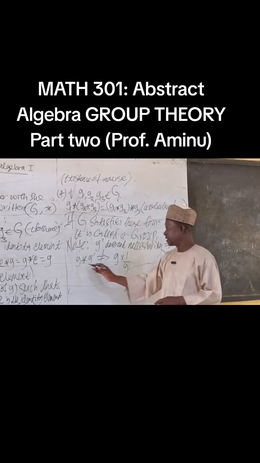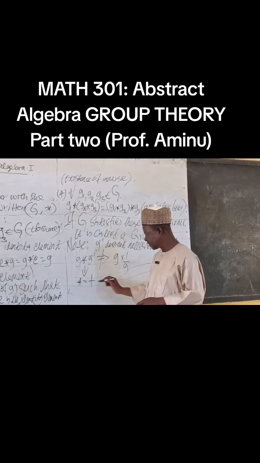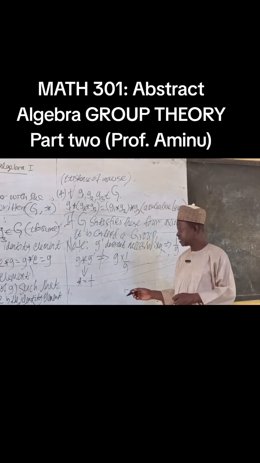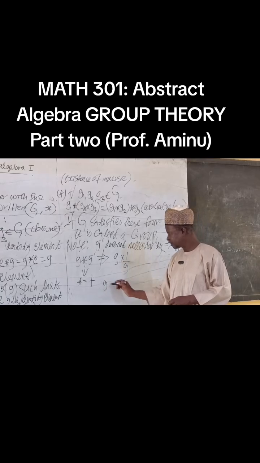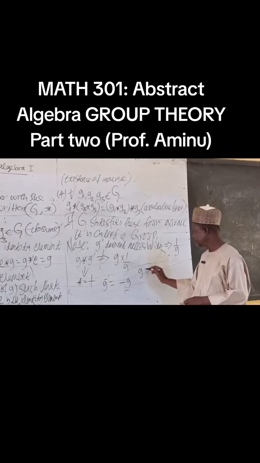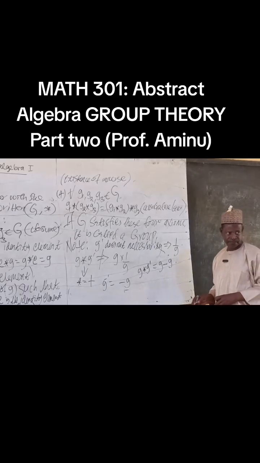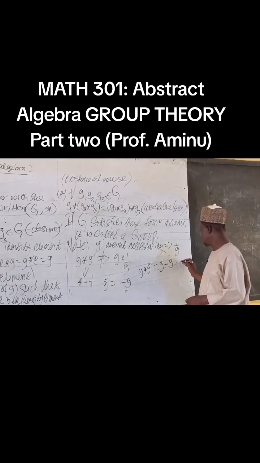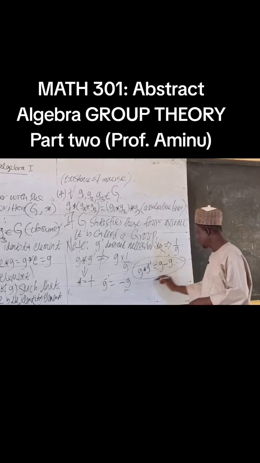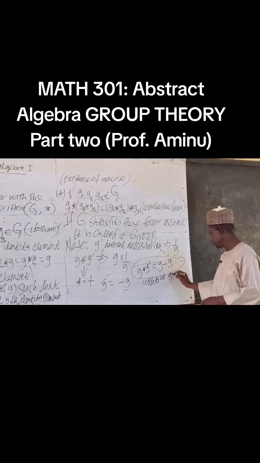Our binary operation can be addition, so star can be equal to plus. Isn't it? In that case, what is G inverse? G inverse will be minus G. Isn't it? So when I write G star G inverse, in that case, I mean G minus G. Exactly. Now this type of group is called an additive group.